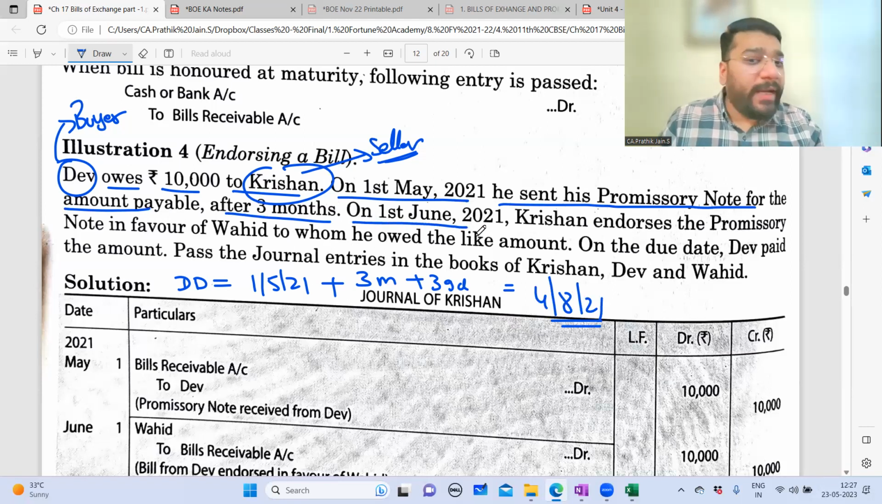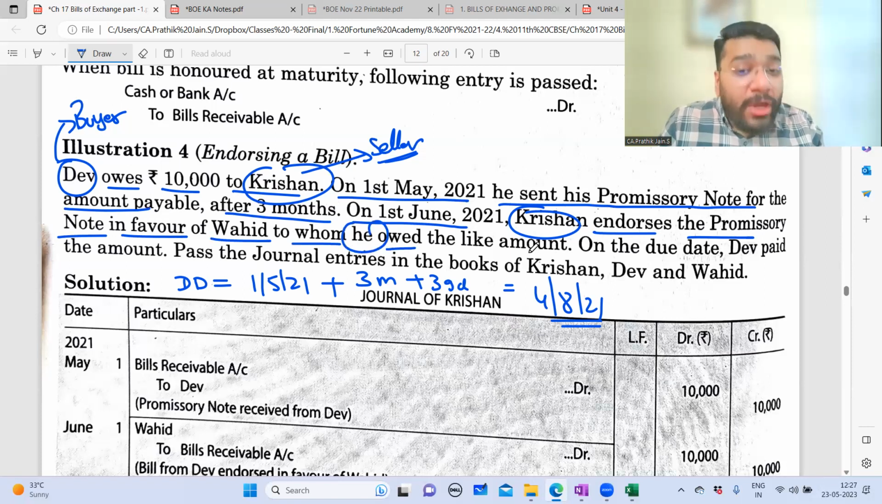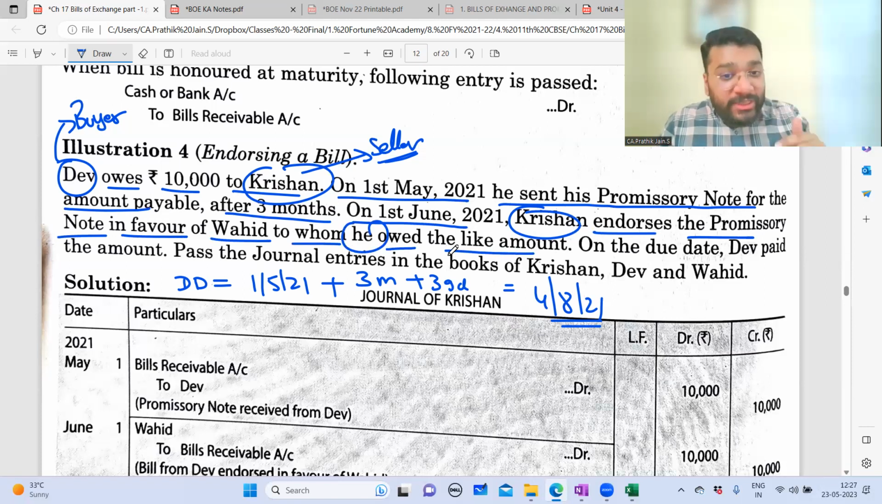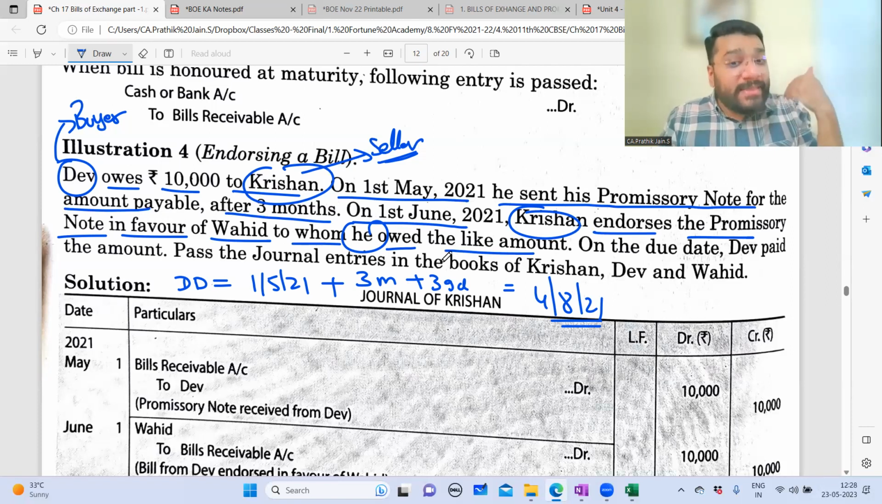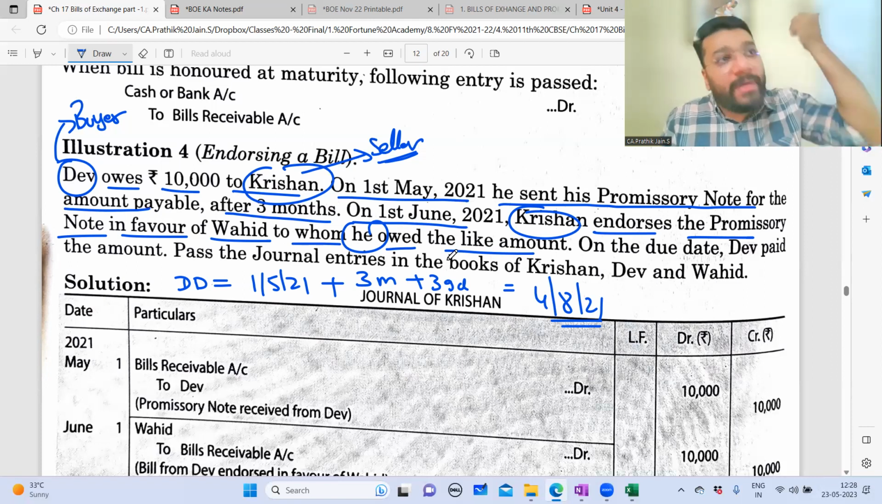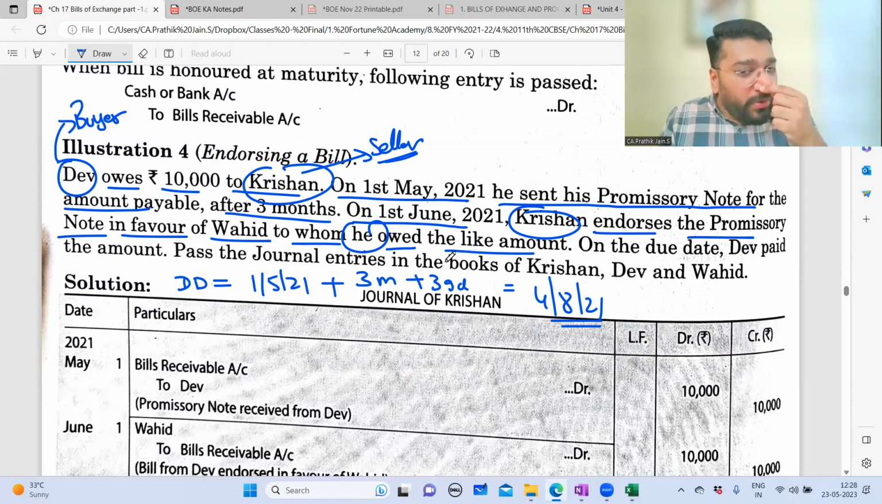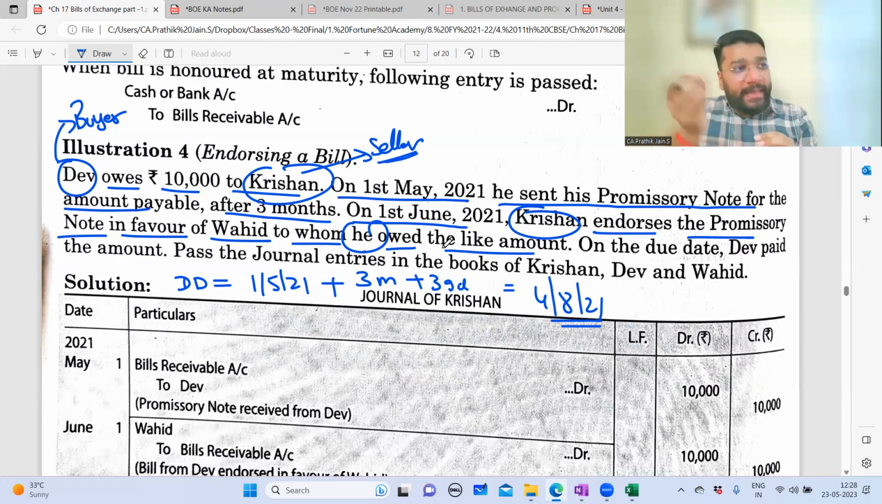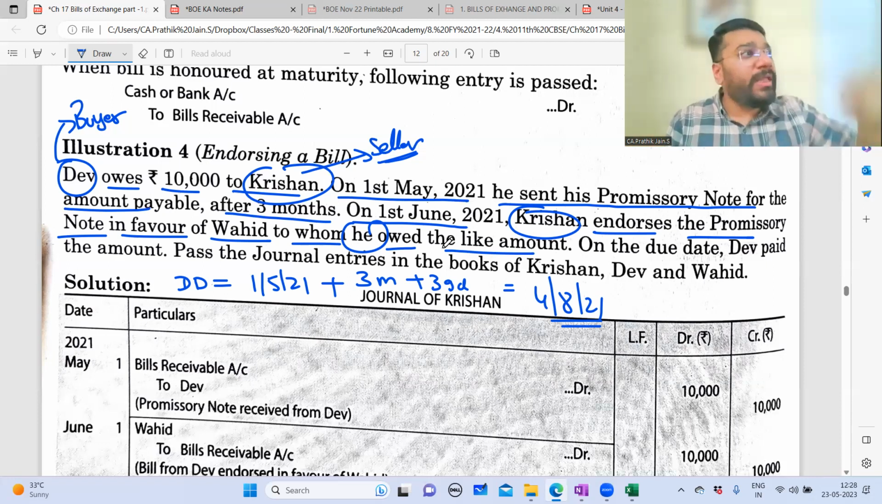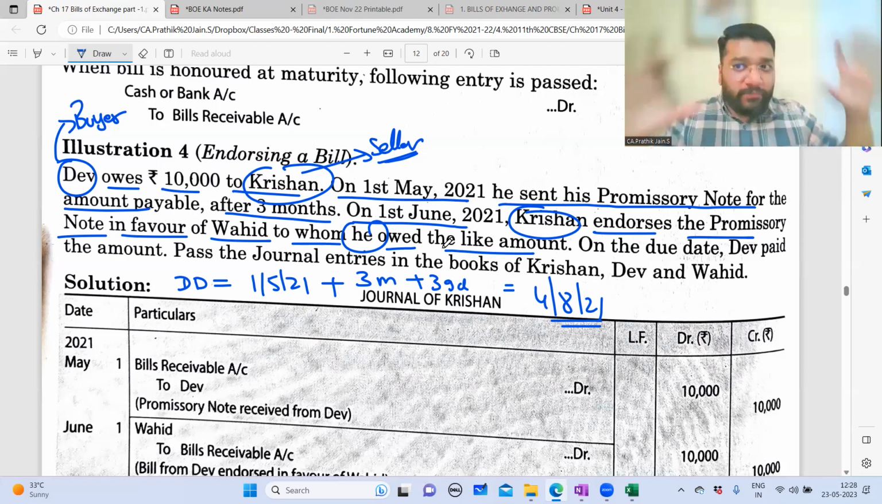On 1st June 2021, Krishan, meaning the seller, endorses this promissory note in favor of Wahid, to whom he owed the like amount. Krishan is owing some amount to Wahid, it seems. Which means Krishan has to make the same amount of payment to somebody else, who is Wahid here. So instead of waiting till the maturity date, going again to Dev, giving the bill, taking the money, and going and giving this money back to Wahid in future, instead of doing all this khichdi.